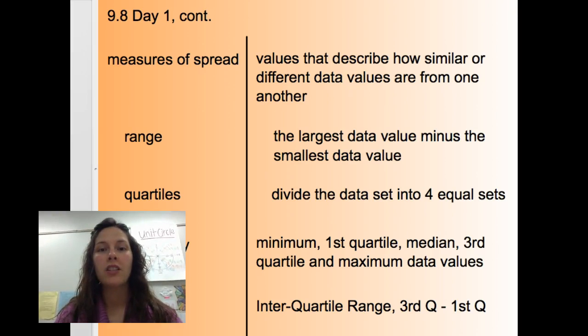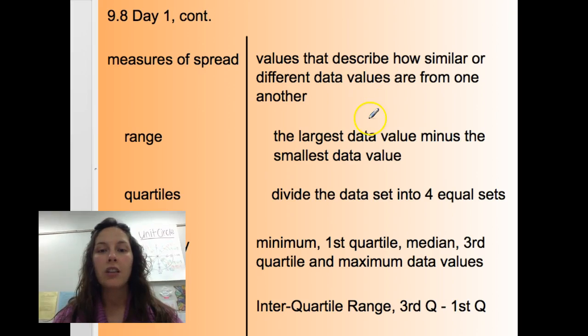Moving on to our measures of spread. A measure of spread describes how similar or different the data set is to one another. So for example, if we looked at the heights in a class of kindergarten students, they would probably all be within a few inches of one another. Whereas by the time they get to high school, they tend to be more dissimilar. We have people really tall or people not so tall. So the measure of spread, or the variability in the data, would be much smaller for that kindergarten class than it would be for a class of high school students.